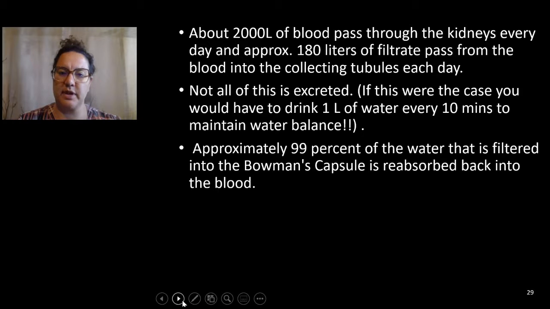Roughly 2,000 liters of blood pass through the kidneys every day, and about 180 liters of filtrate pass from the blood into the collecting tubules every day. Now, if we excreted all of this, we'd have to drink about a liter of water every 10 minutes to maintain a water balance. But luckily, about 99% of the water that's filtered into Bowman's capsule will be reabsorbed back into the blood.